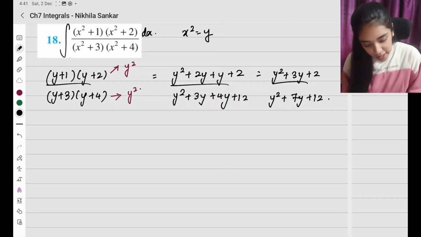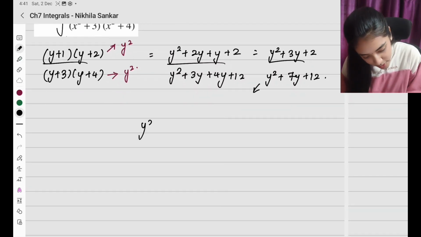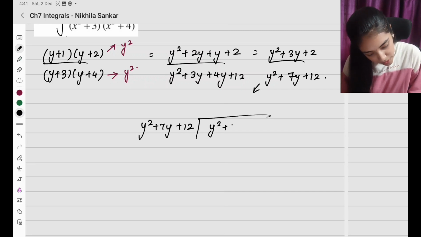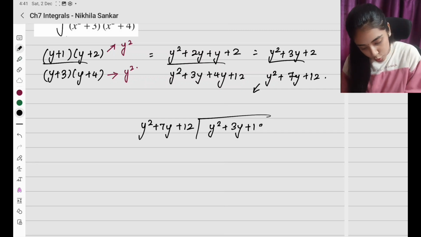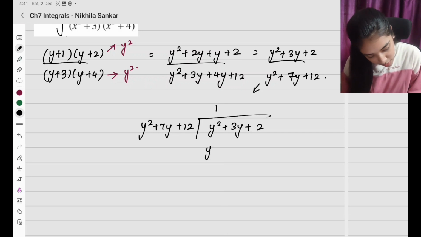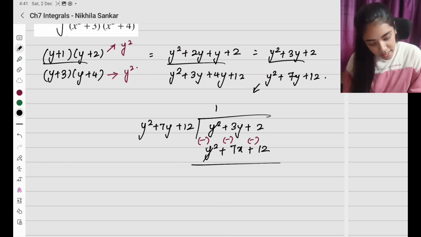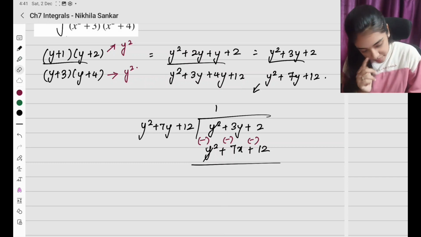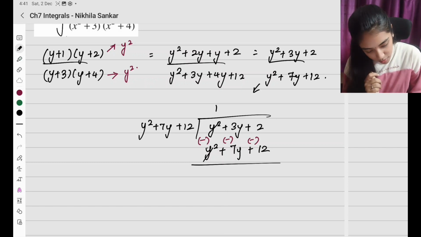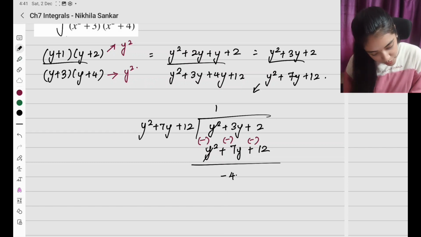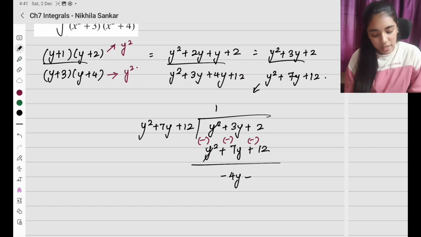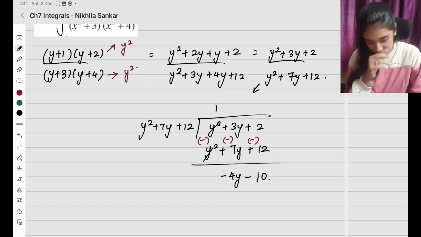So when I divide, this is my divisor: y square plus 7y plus 12, and y square plus 3y plus 2. So this is 1 times y square plus 7y plus 12. When I subtract, everything becomes a minus, so these two get cancelled. 3y minus 7y. Sorry, this is a y; please change it, it's going to be 7y. So I have 3y minus 7y, which is minus 4y, and minus 2 minus 12 is going to be minus 10. So this is my quotient, remainder and divisor.